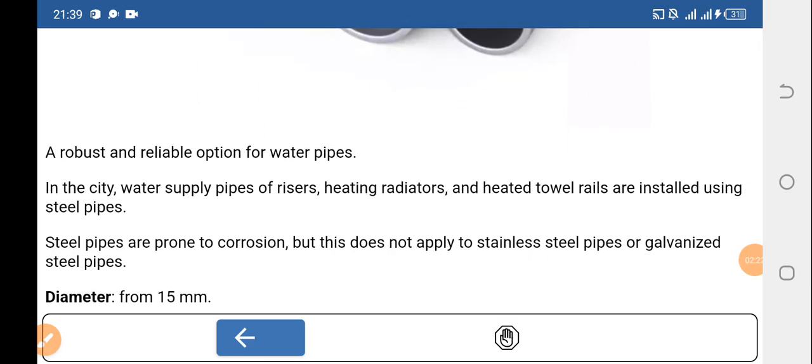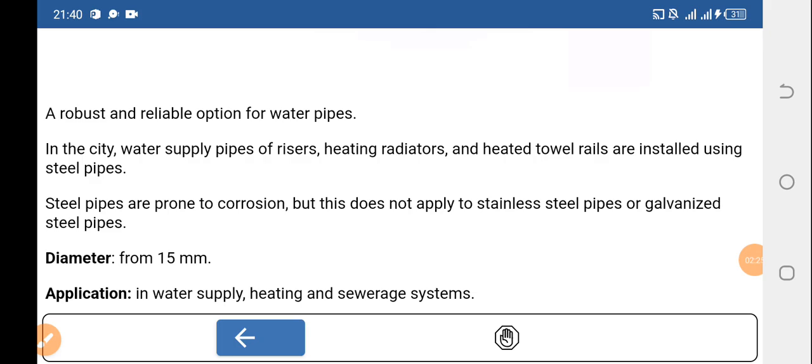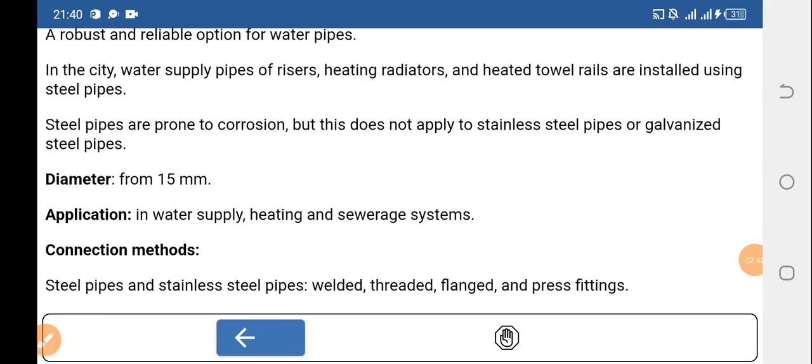Apart from that, we talked about the diameter, maybe the size of the pipe. We said the pipe can come in different sizes from 15 millimeter and above. When we talk about 15 millimeter, we are talking about 3/4 inch, or maybe 13 millimeter, which is half an inch. The application, we said these pipes are used in water supply, heating, and also in sewerage systems. That was our discussion.